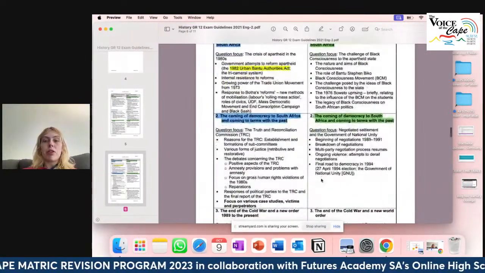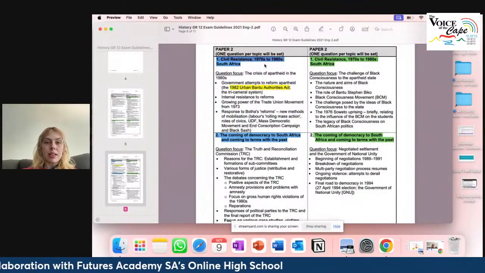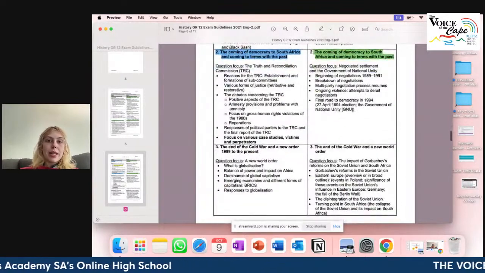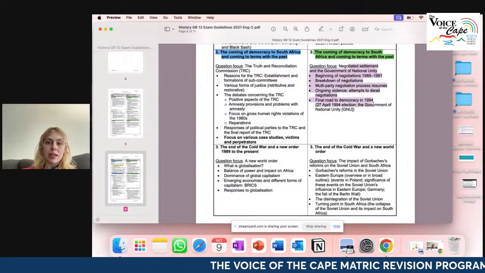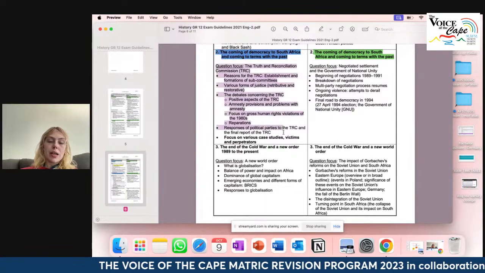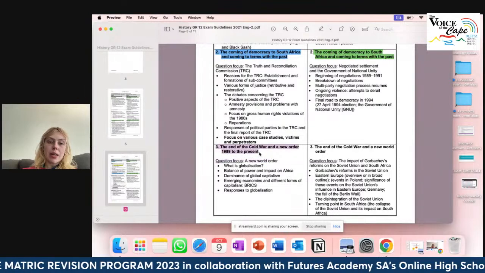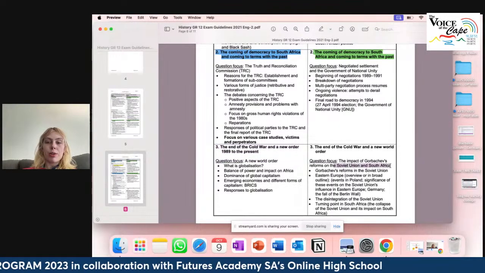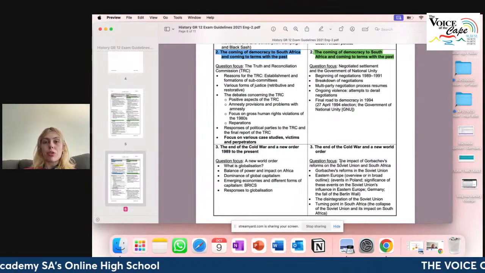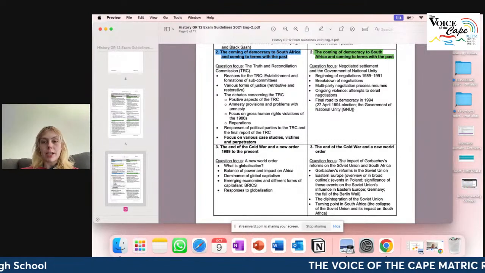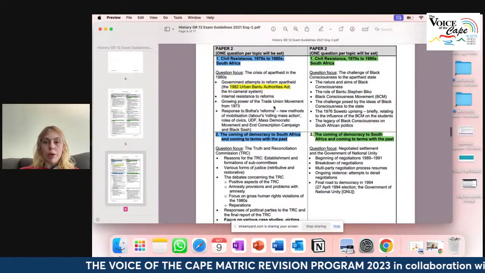They all follow on each other: this is 1970s to 1980s. Here, the coming of democracy to South Africa and coming to terms with the past is 1989 to 1994. The TRC is after 1994, and then the end of the Cold War and a new world order, 1989 to the present, in terms of your essay question, focuses on how the collapse of the Soviet Union in the Cold War affected South Africa. So all follow on each other, particularly these 2 topics.